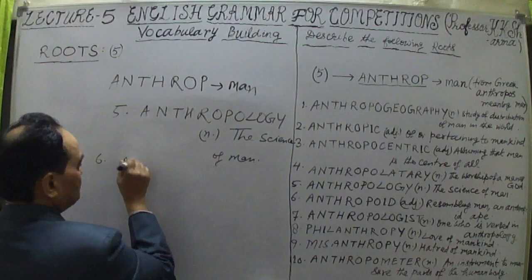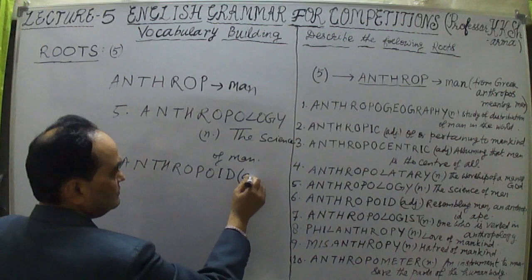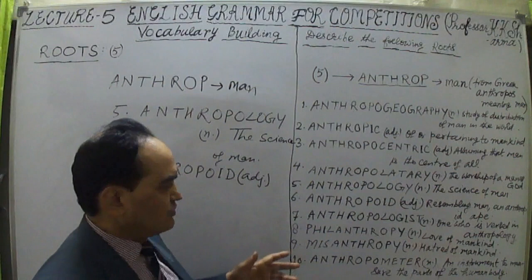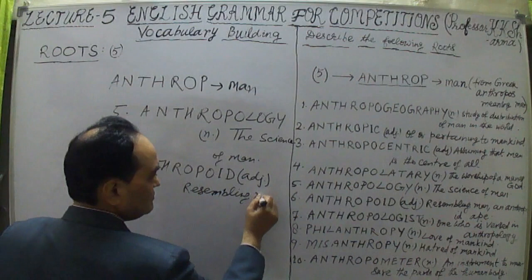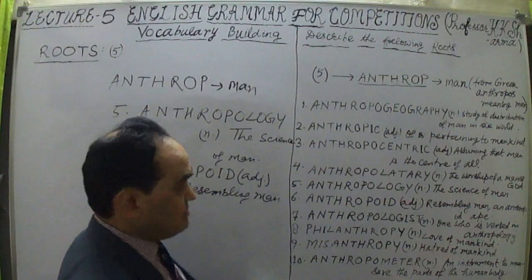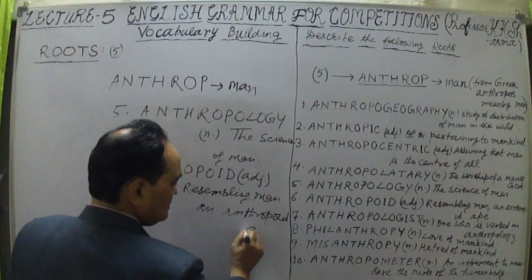Anthropoid, P-O-I-D. This is an adjective, a part of speech. Anthropoid, adjective, means resembling man. Just like an anthropoid ape. For example, an anthropoid ape. Ape is a monkey-like figure.